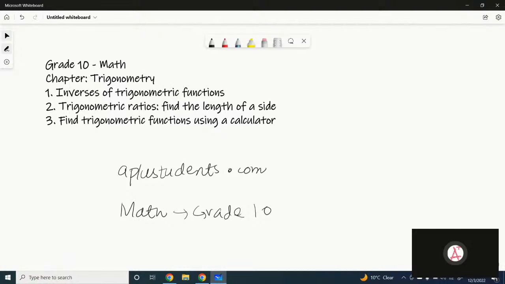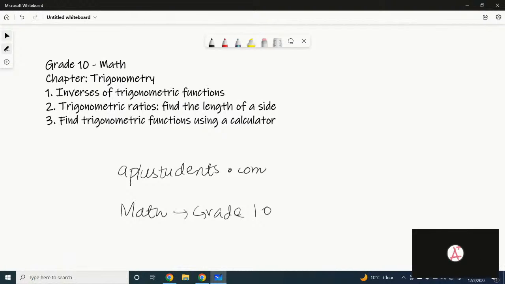And here is the list of the lessons we are going to cover today. We are going to start with the chapter trigonometry. The lesson names are inverses of trigonometric functions, trigonometric ratios, find the length of a side, find trigonometric functions using a calculator. Got it? So let's start with the first lesson, that is inverses of trigonometric functions.